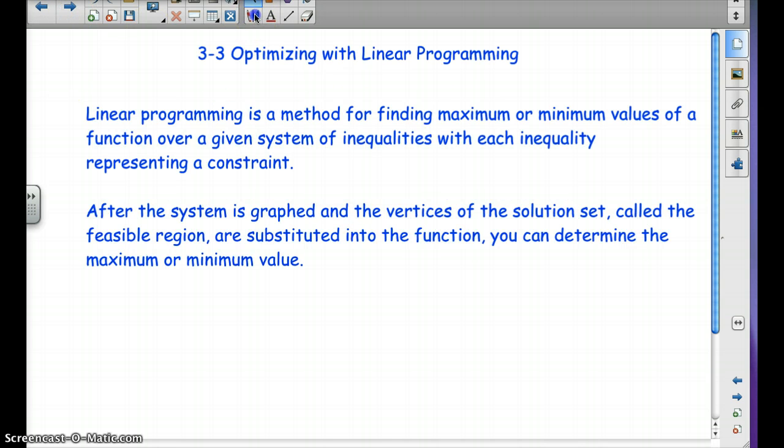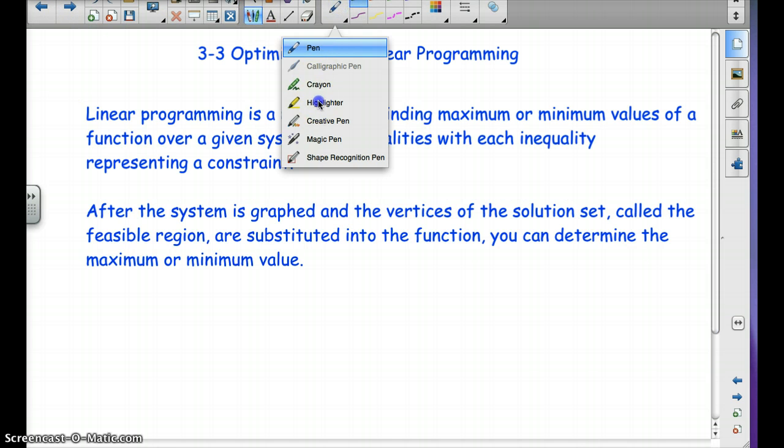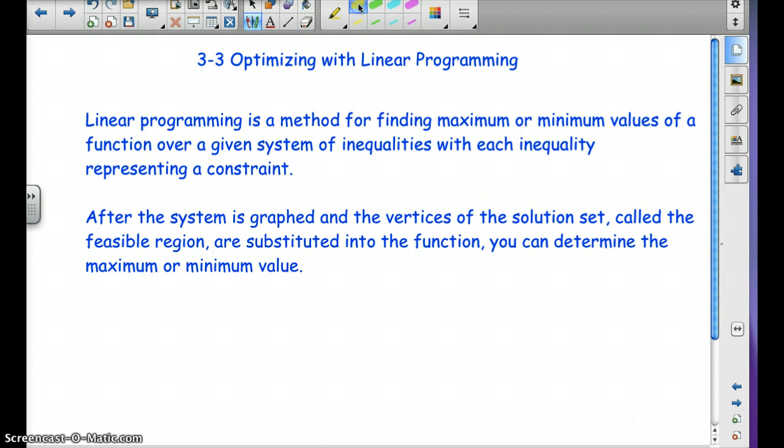So, some vocabulary. Let me highlight what words you need to know, and then you can pause the video and write this down. So linear programming, what the heck is it? Linear programming is a method of finding maximum or minimum values of a function over a given system of inequalities, with each inequality representing a constraint. And I'll show you what that looks like. You're going to be given a function and some inequalities, so you get the best of both worlds.